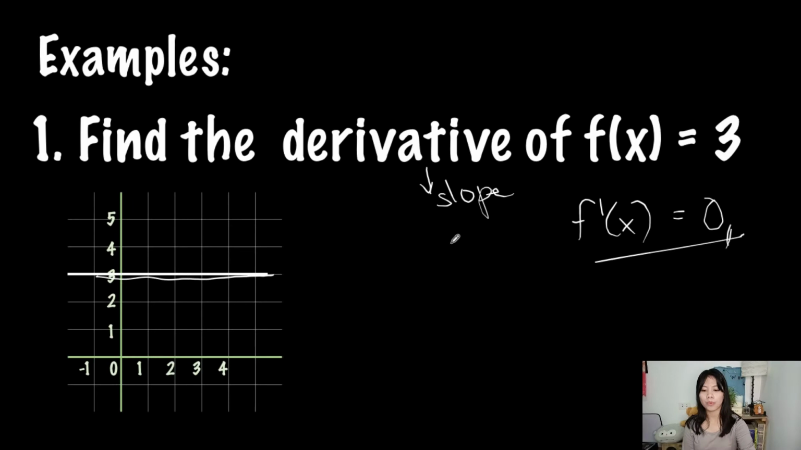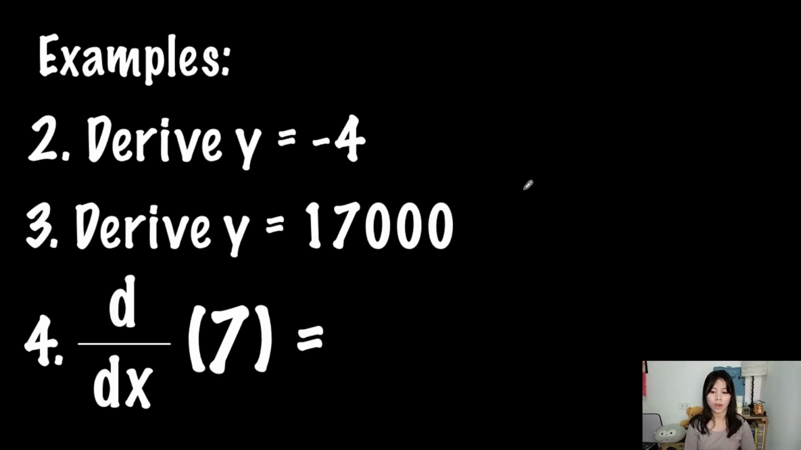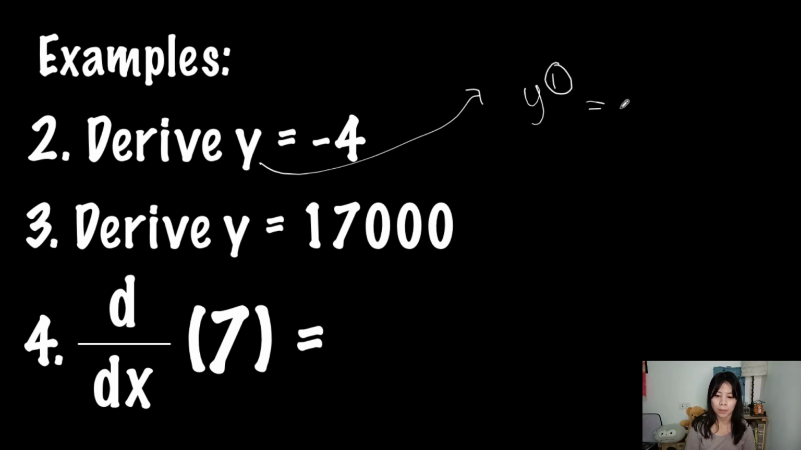Okay? So, if we have another example, derive y is equal to negative 4. Itong y, to indicate na siya ay na-derive, lagyan natin siya ng prime. Okay? Y prime is equal to 0. Kahit negative pa yan, 0 yan kasi constant yan.